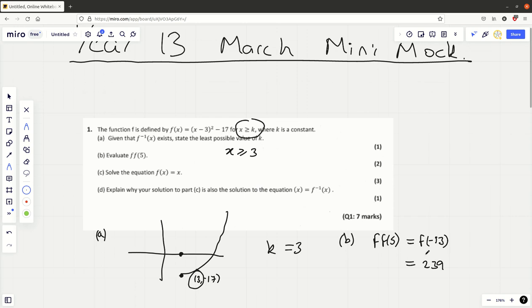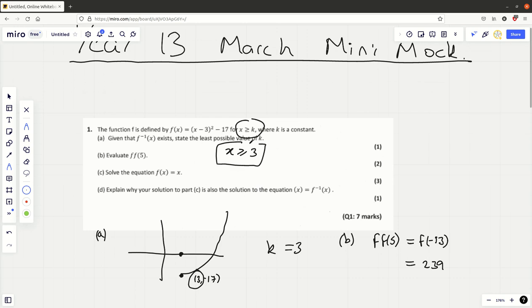Let me just check my answer. I've got the mark scheme here as well. The final answer should be 239. Good. I was just checking my arithmetic there because I haven't got a calculator around. But yeah. Oh, but hang on a second.